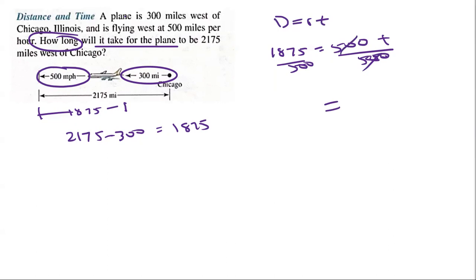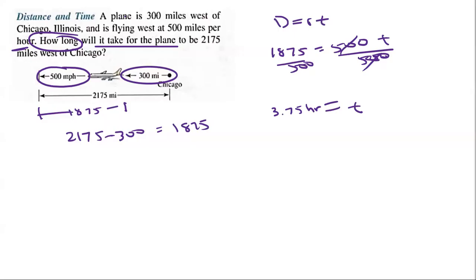Okay. So we get 3.75 hours because this is in hours. So 3.75 hours, that's going to be our T. But we need to convert that to hours and minutes in case the lab doesn't accept this answer.